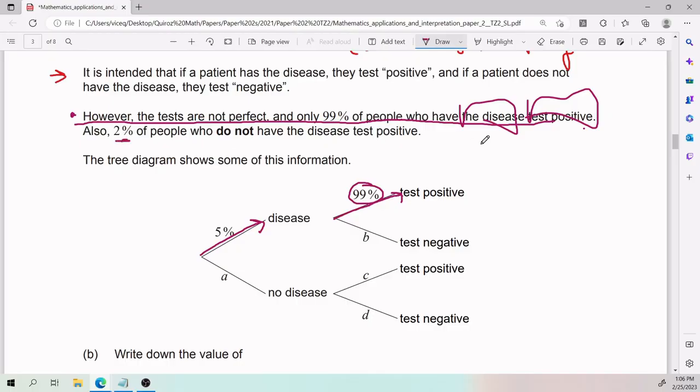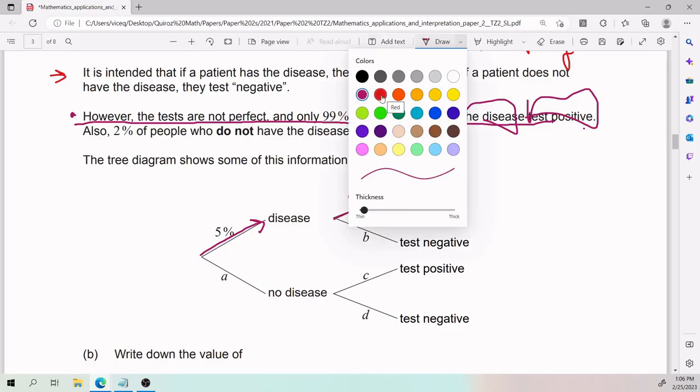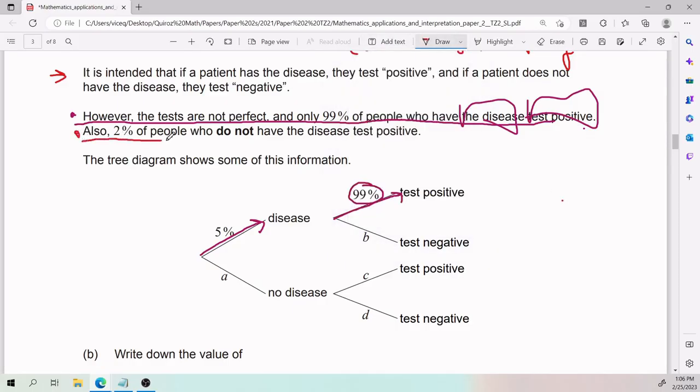So where does this 2% go? They tell us also 2% of people who do not have the disease test positive. I'm going to use another color here so that we know what's going on. I will be using, let's say, red. So 2% of people who do not have the disease test positive. So do not have the disease, it's going to be this way, test positive. So that 2% is hidden in C. This right here is going to be 2%. All right, that doesn't really look like a 2. Let me redraw it. All right, so that's where this 2% just went.